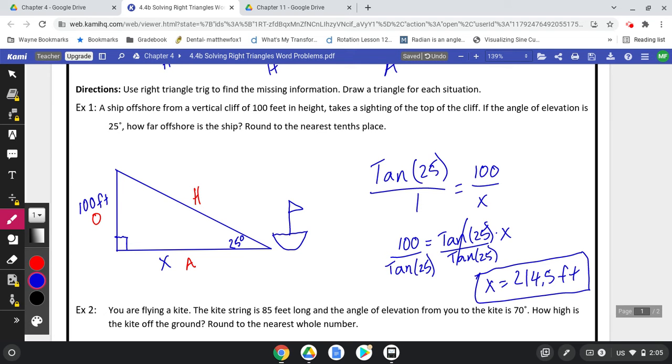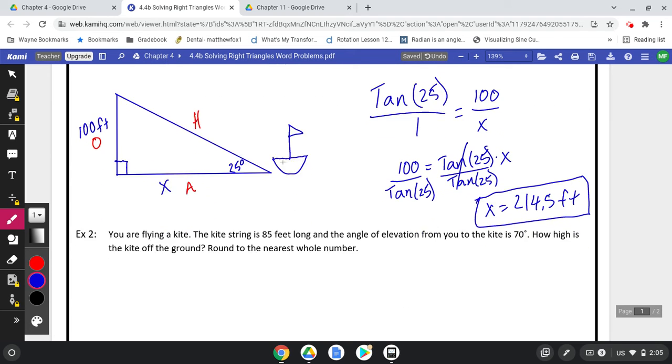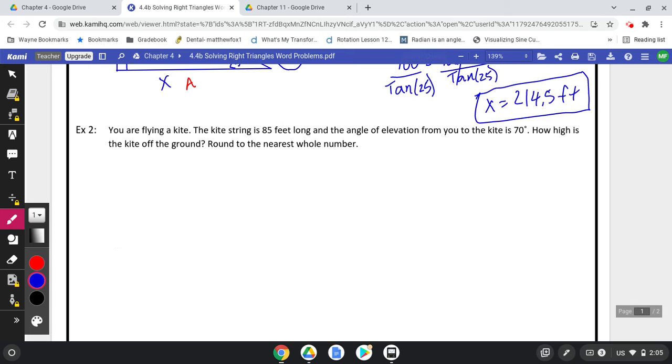All right. Our next one says you are flying a kite. The kite string is 85 feet long, and the angle of elevation from you to the kite is 70 degrees. How high is the kite off the ground? Round your answer to the nearest whole number.